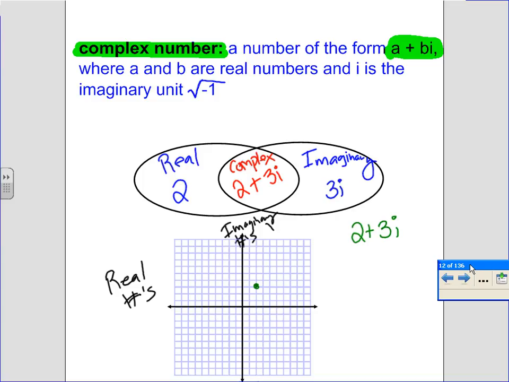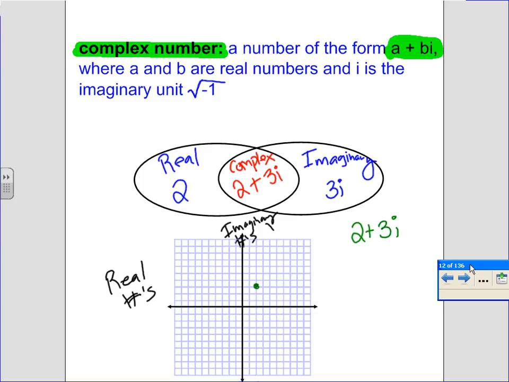So as a little example of what part of your parabola would look like if this was an x-intercept, I want you to sketch a graph on your orange paper. This is the real axis. This is the imaginary axis. So 2 plus 3i, how do you plot that point? How do you know where it goes? It'd be over 2, up 3.